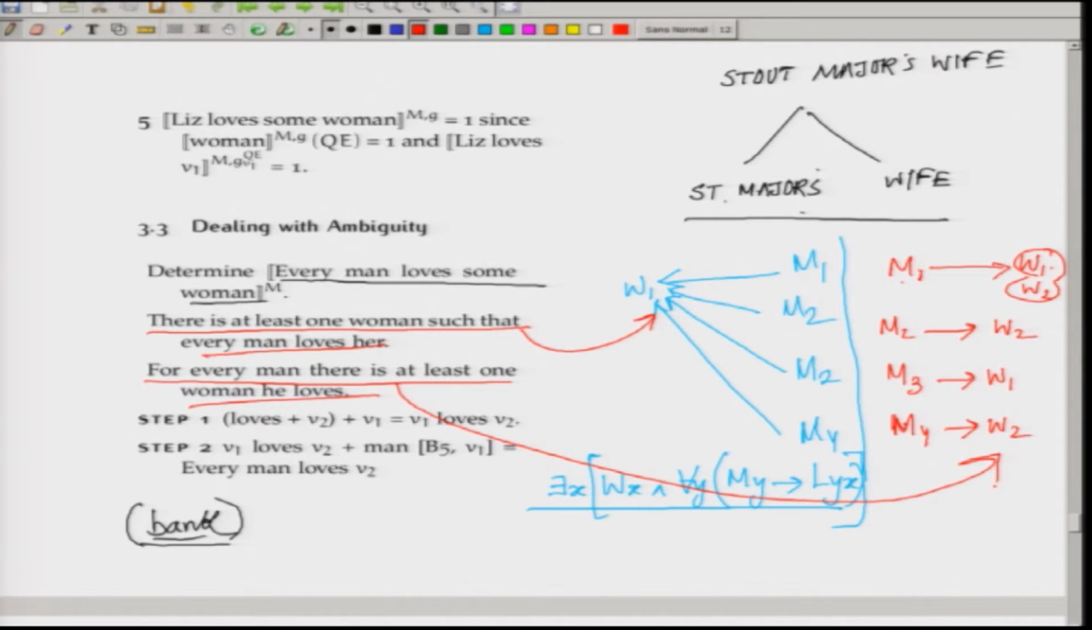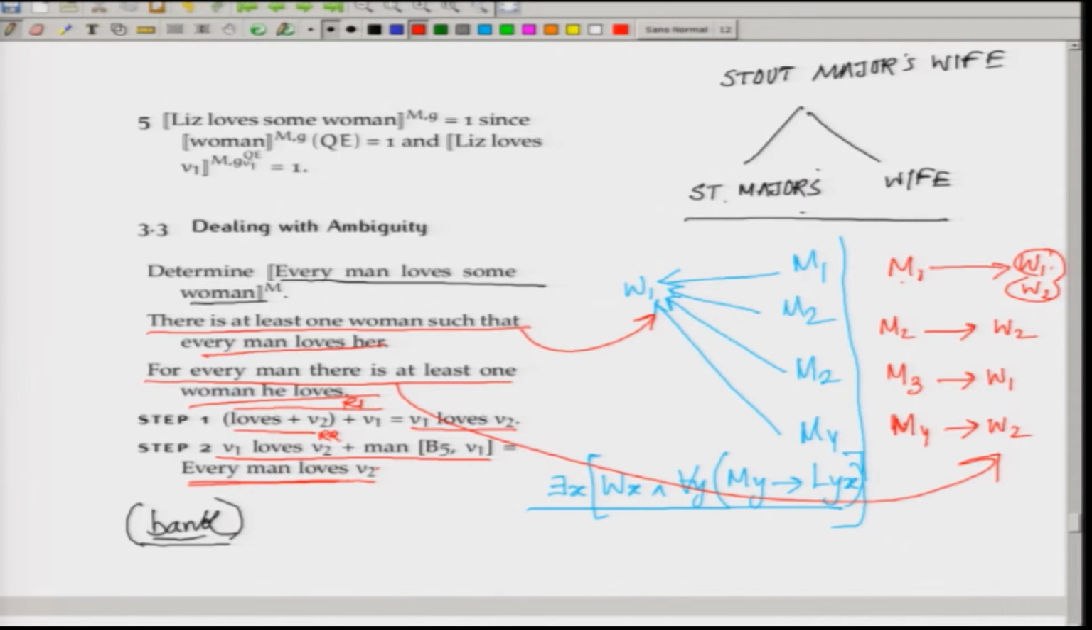The derivation is pretty much the same. That is, it must be the same. First, loves V2, that is loves plus V2. V2 is a name. V2 is a term. So that makes loves V2, and then V1. So this part is actually rule 2, the syntactic rule, and this part is rule 1, which deals with one V1 and one name. Name, what I mean by name is a term, and then this is a product of these two rules. And then here at this stage we add man to this. So, man with respect to the variable V1, and we are using rule B5 here, the syntactic rule B5. As a result, we get every man loves V2.